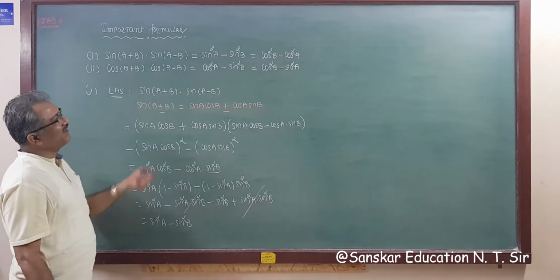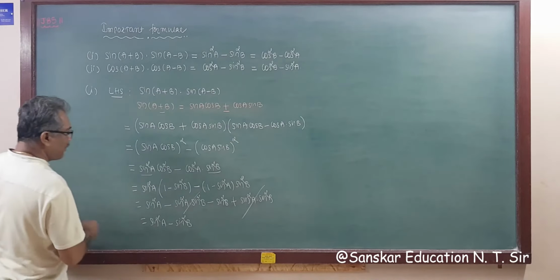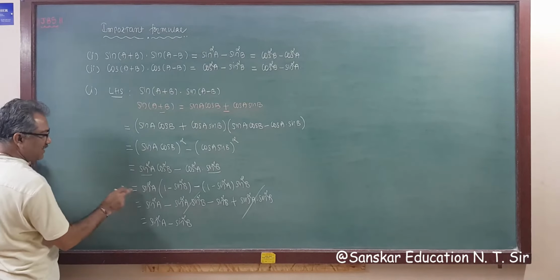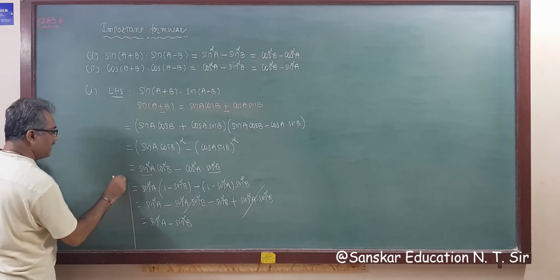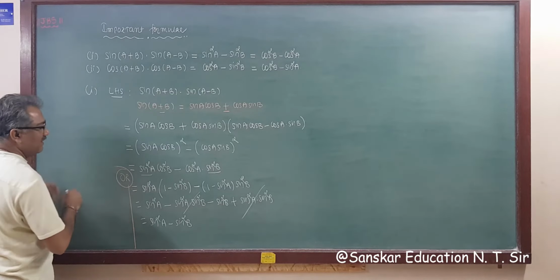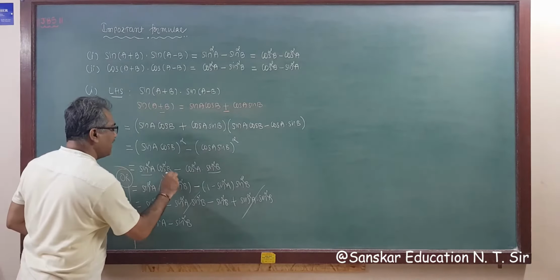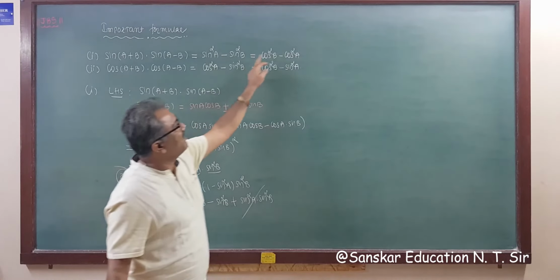Now if you want the second form, then from here you can write another way. So now you need cos²b and cos²a, cos²b minus cos²a.